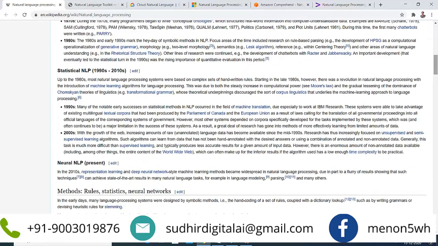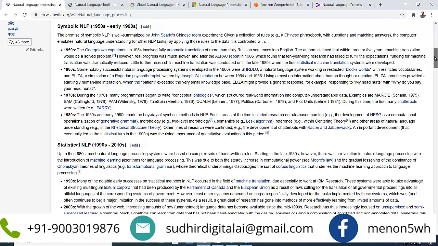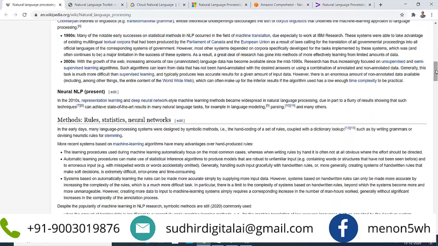If you really look at the 2000s, a lot of the web happened in the 2000s. There was a lot of raw data which came in the 1990s. Okay, there was an increasing focus on unsupervised and semi-supervised learning algorithms. Such algorithms can learn from data. So that is where the world was. Okay, and then it became neural NLP in recent times. So we are here in neural NLP. So there were three phases of NLP, from symbolic to statistical to neural.